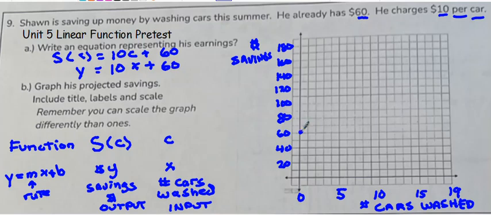So he starts off with 0 cars washed, $60 in savings. He washes a car, he makes $10. He washes 2 cars, he makes another $10. So every car he washes, he increases by $10. And the fact is that he's washing individual cars. It is not a continuous graph. It's going to be what we call a discrete graph. Discrete.